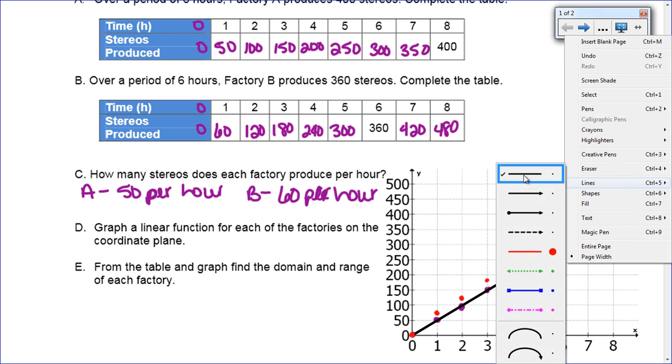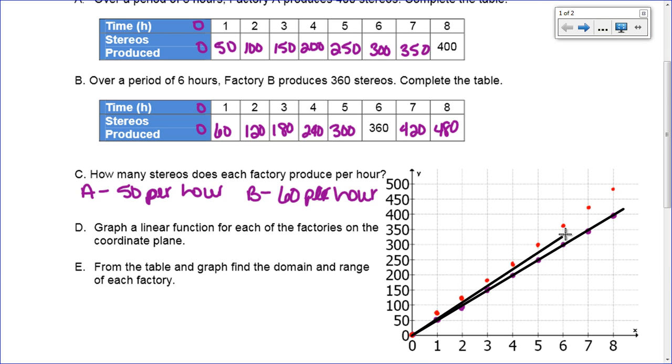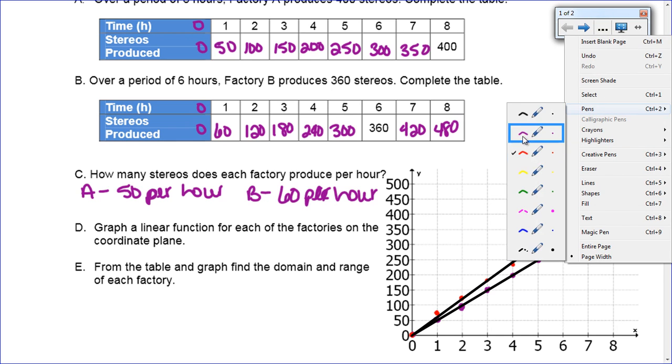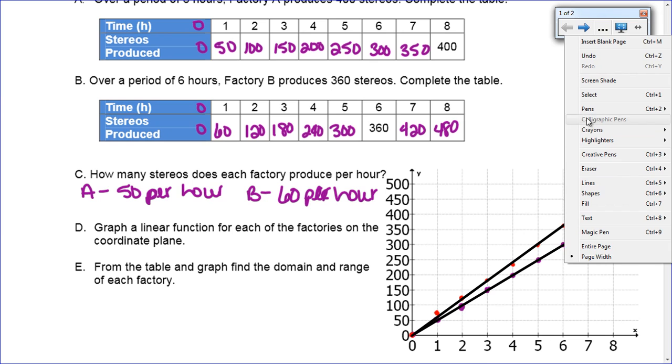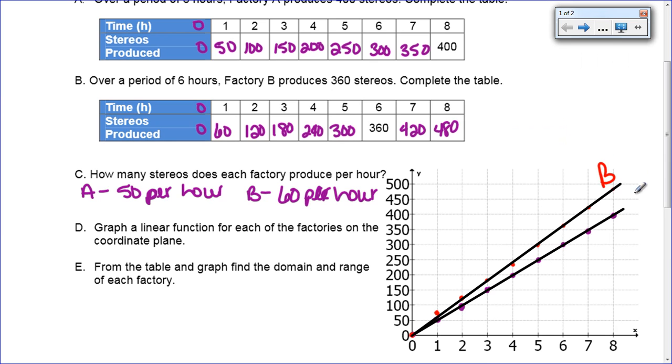So we will connect those with a line as well. So here is Company B. And I'll label them so that we can see. This is Company B. And this is Company A. And so we've graphed them.